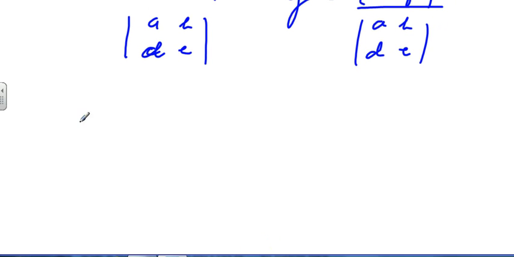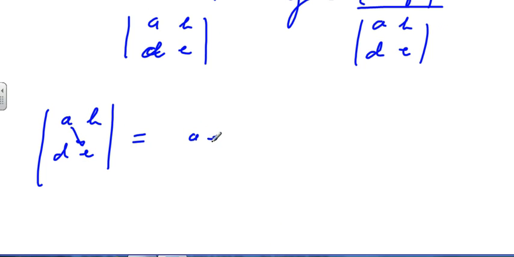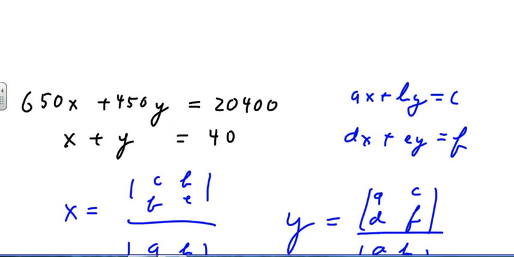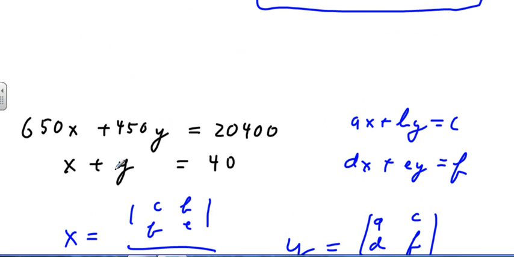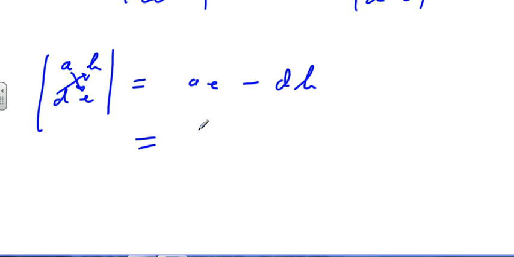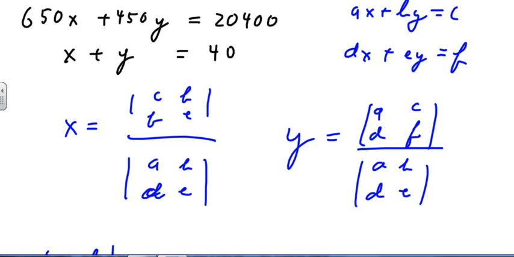So translated into English, the determinant on the bottom, which we're going to use twice, a, b, d, e. We're going to use that twice. I'm going to multiply this way, a times e, and subtract, multiplying that way, d times b. That's what I'm going to do. All right, so I come back and I say 1 times 650 minus 1 times 450, and I'm going to get the awesome 200.